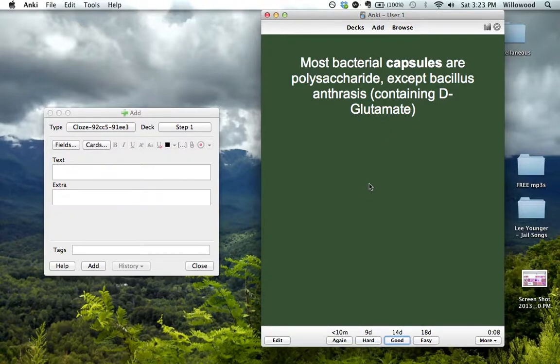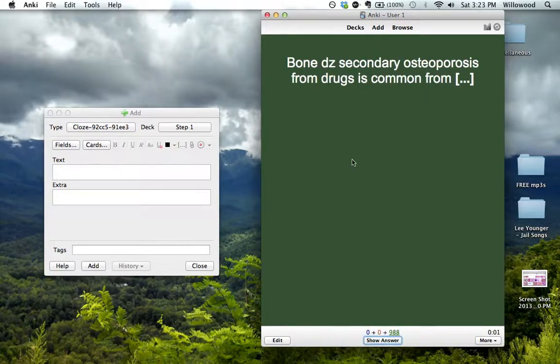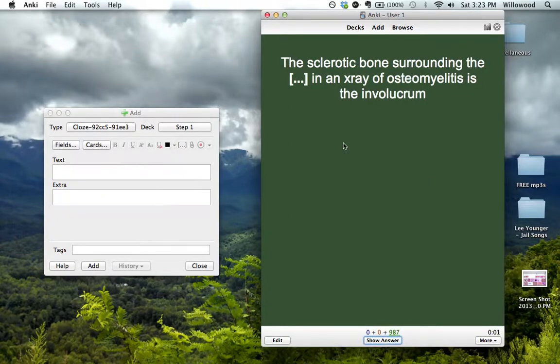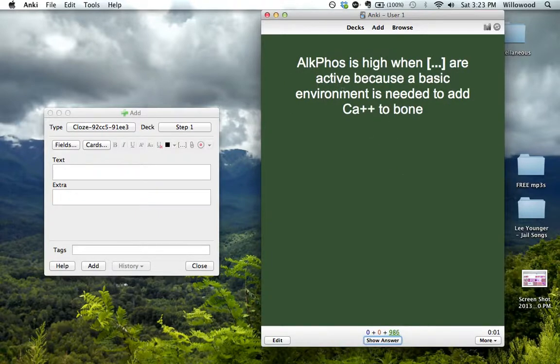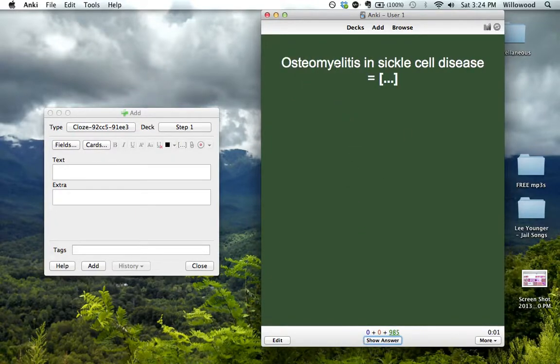Again, these are just word-for-word things from First Aid that I have put into this deck. And bisphosphonates induce apoptosis of osteoclasts. Knew that. Bone disease, secondary osteoporosis from drugs, comes from heparin. Seems weird, but it's true. Sclerotic bone surrounding the lytic focus, X-ray, alkaline phosphatase high when osteoblasts are active. The Pathoma guy did a very good job of explaining this. Paget disease of bone, resorption. Osteomyelitis in sickle cell disease is from Salmonella. Just one of the buzzwords for the bugs that cause osteomyelitis.